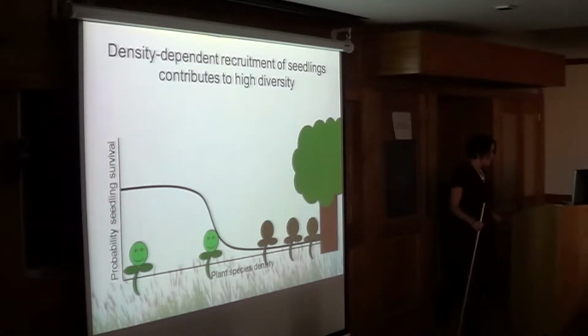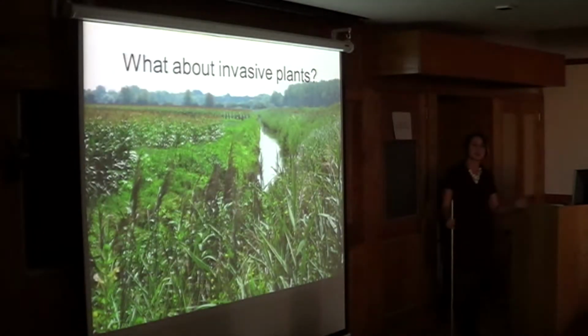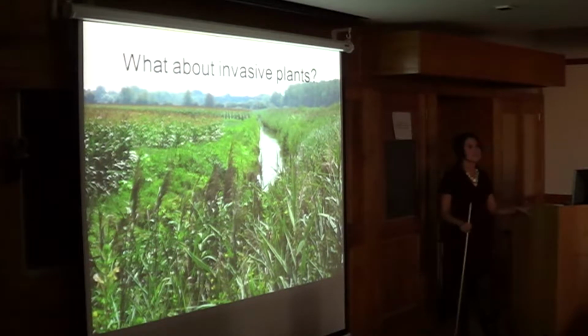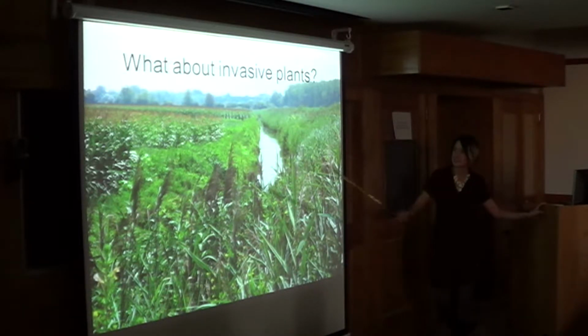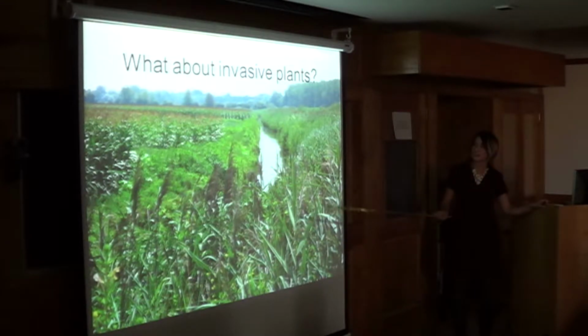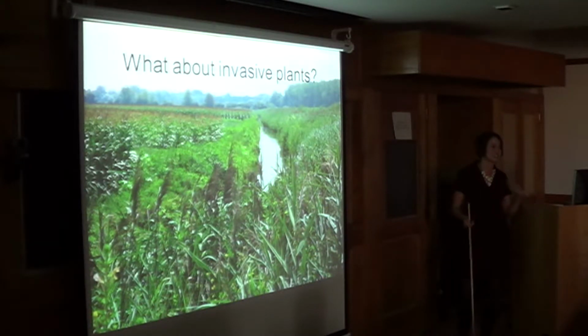So related to that, I wanted to know what's going on with invasive plants, if they can avoid those density-dependent effects in the soil. So in this picture, I really like this because this is Phragmites, beautiful tall grass, and right in the background here you have another beautiful tall grass, corn. And so a lot of the fields that I work in are right next to agricultural fields. Both of these are monocultures of very dominant, very tall grass species.